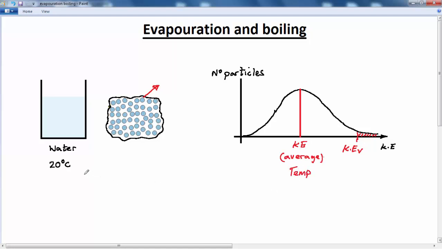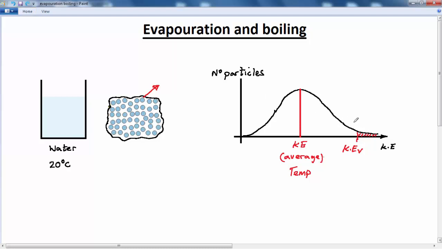So although the temperature of the water, which is 20 degrees Celsius, is still quite a long way below the boiling point, there are still water particles present with enough kinetic energy to escape into the gas state. So what's going to happen is that these particles are going to escape even though we're not at the boiling point, so evaporation will occur.